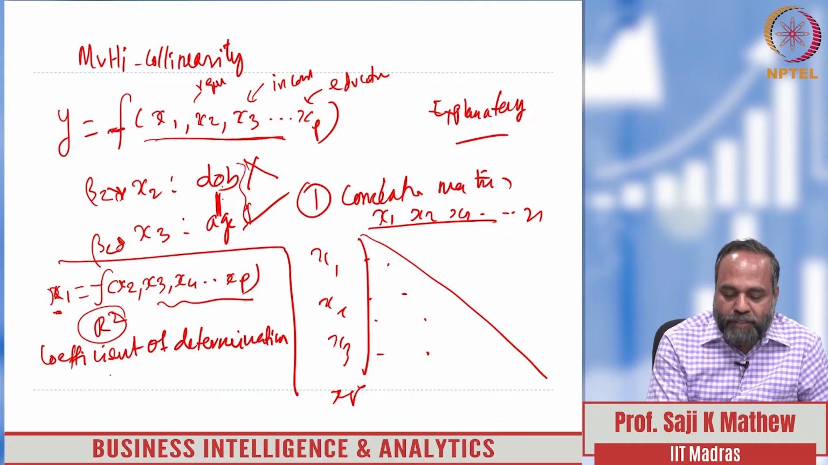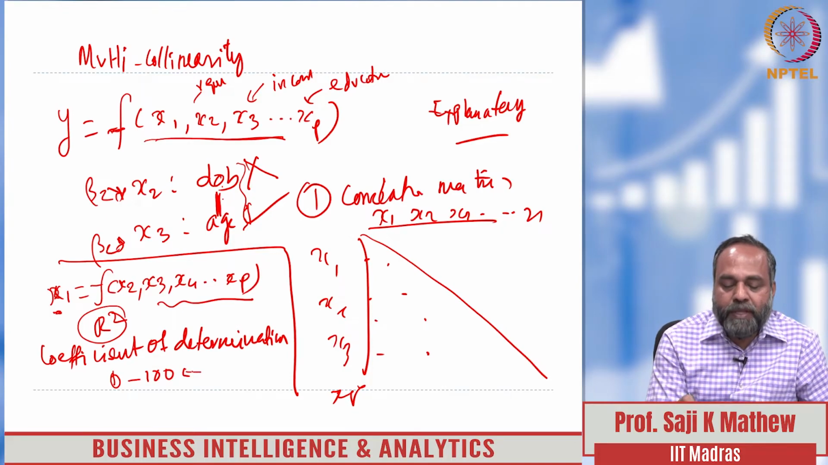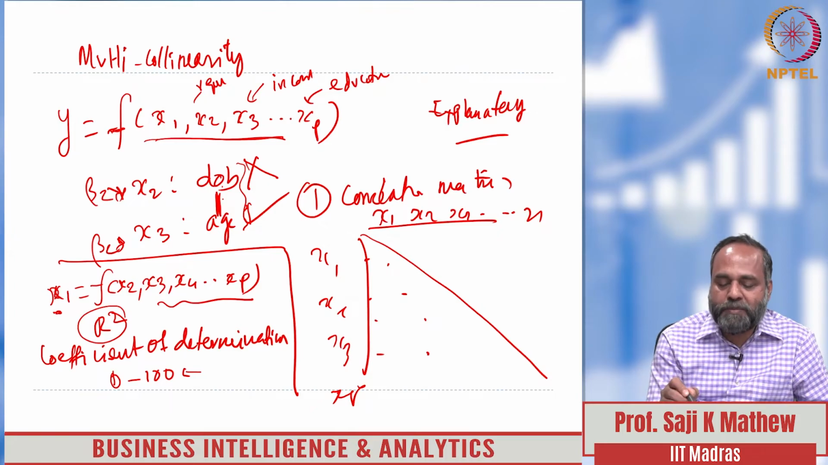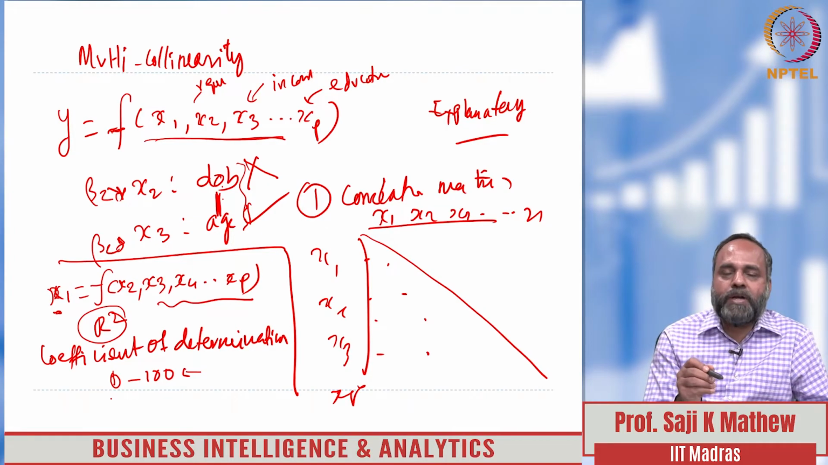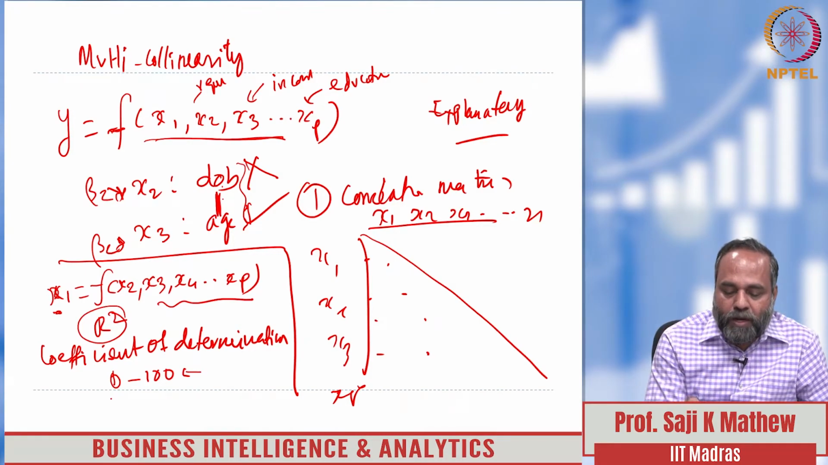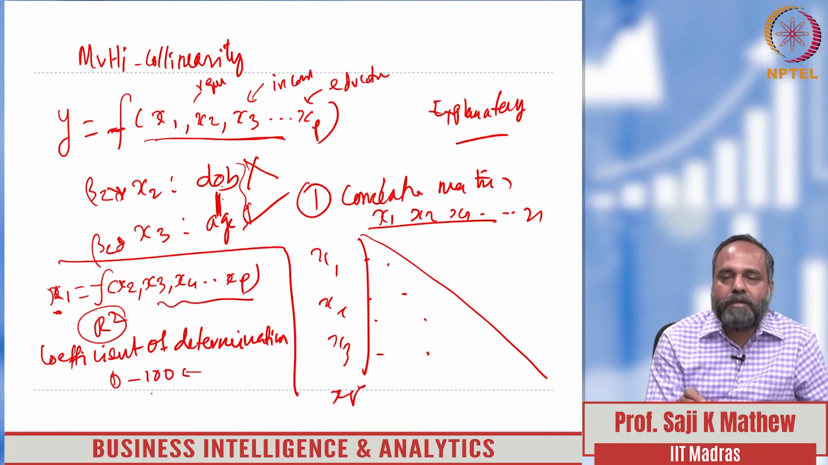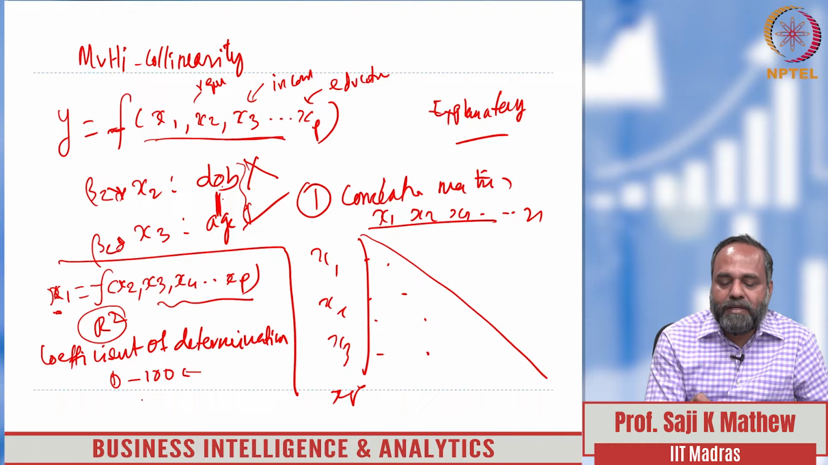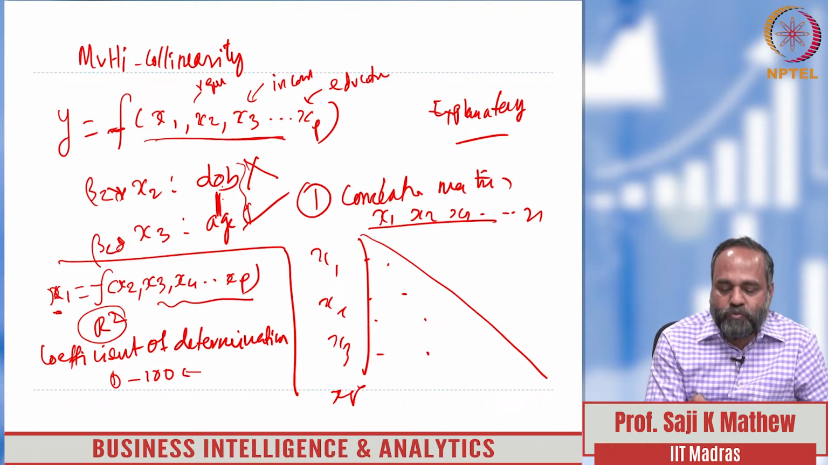So R square varies from 0 to 100. 100 means x1 is fully explained by x2 to xp, and 0 means there is no correlation between x1 and the rest of the variables. So you can use R square as a basis for determining whether a variable should be included or not.